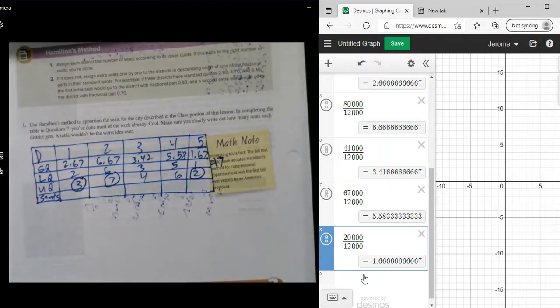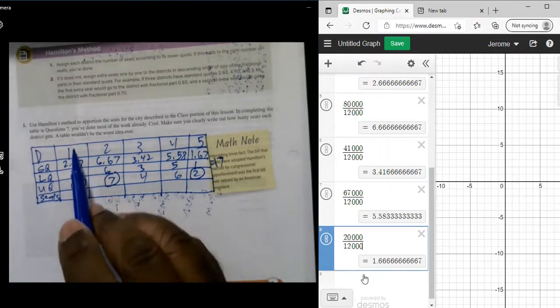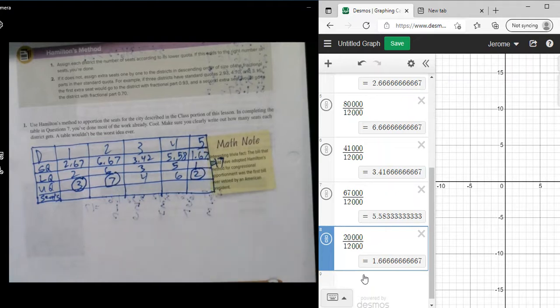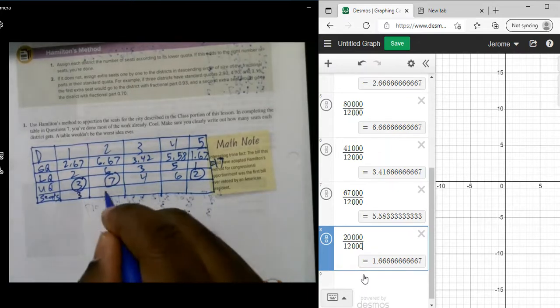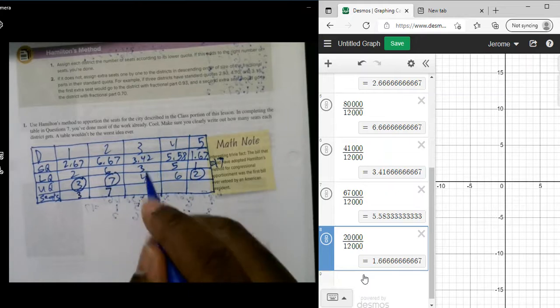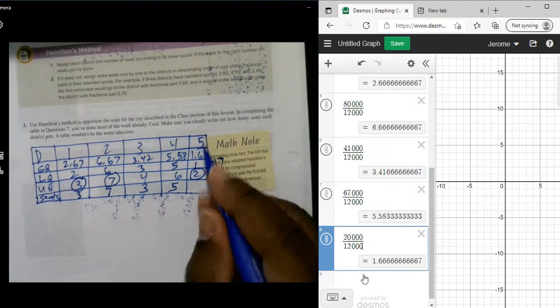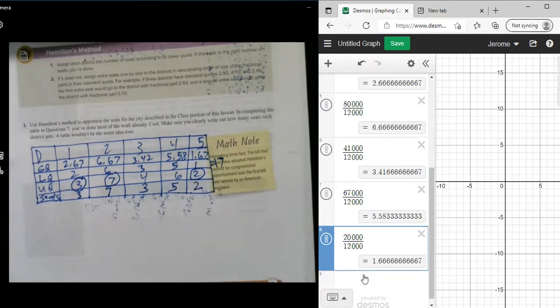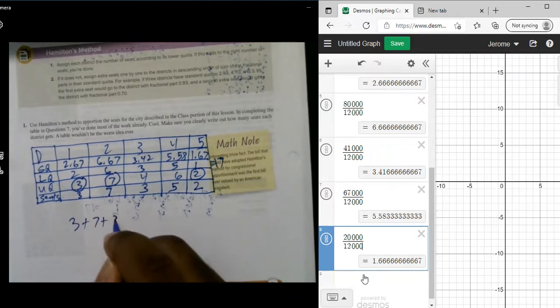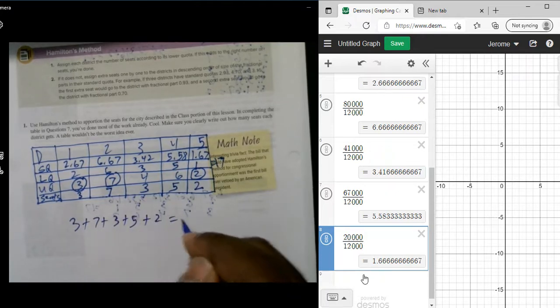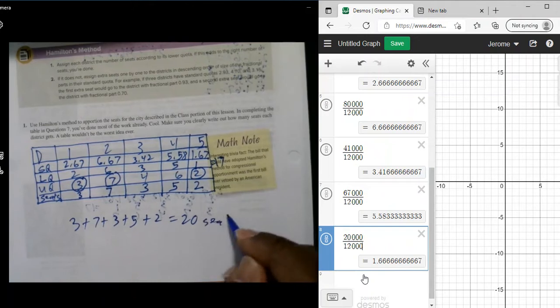Okay, now, what this means is this particular district where we circle the number gets the upper quota value. The districts that we didn't circle the numbers for, we get the lower quota value. So this would be 3, 7. For District 3, we'd do the lower quota. District 4, we would do the lower quota. And then District 5, we would do the upper quota. So when we add all of these up, 3 plus 7 plus 3 plus 5 plus 2, it equals 20. So we have our 20 seats.